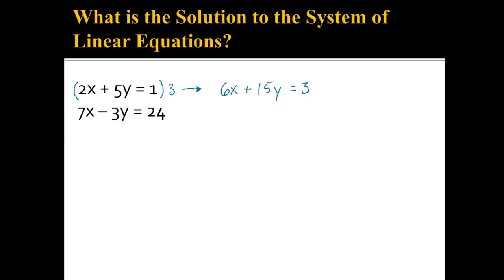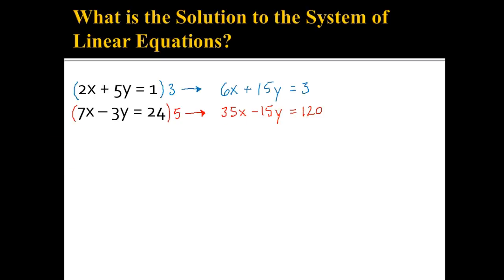Then, changing colors, I'm going to multiply all of the terms in the second equation by the coefficient of y. That's just a fancy word for that number next to the y. So each term gets multiplied by 5. In this case, 5 times 7 is 35x, plus 5 times negative 3 is negative 15y, equals 5 times 24 is 120. And there we have it.